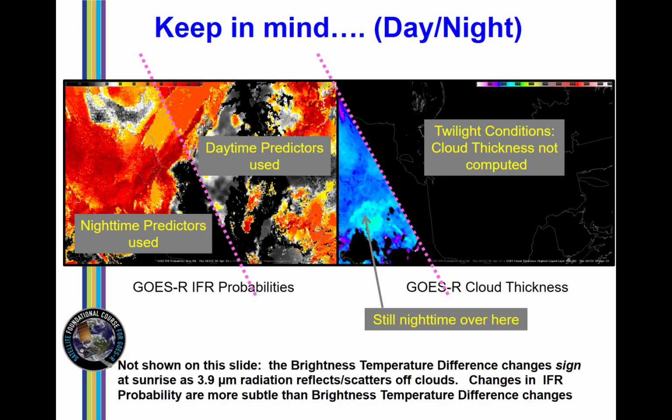This slide shows the discontinuity in IFR probabilities during the transition from day to night or vice versa. Satellite predictors used during the day differ from those used at night. In general, IFR probability increases during the day because of changes in the statistical predictors used, in part because the satellite is more confident that a cloud is present when it can use visible data. GOES-R cloud thickness products are not computed during twilight conditions, but it is available all night and during most of the day for single-layer water clouds.